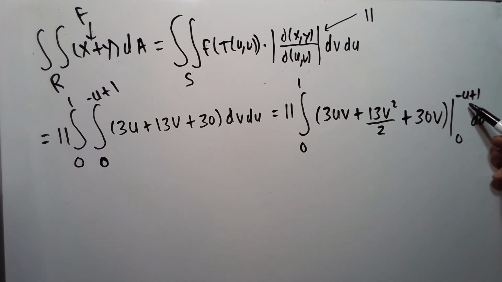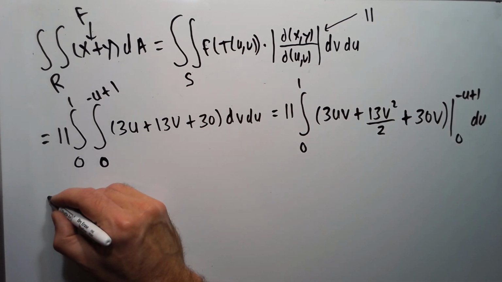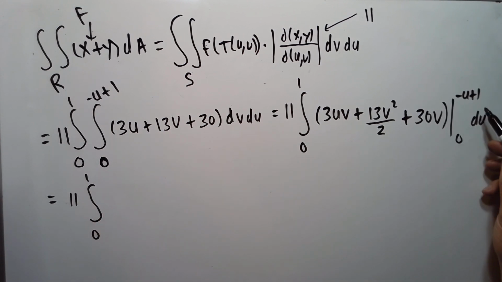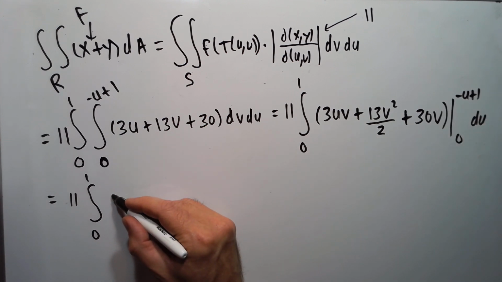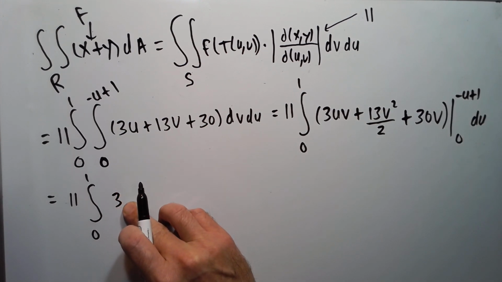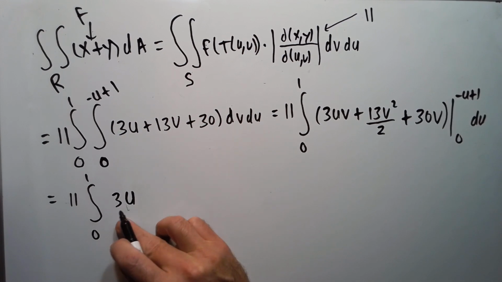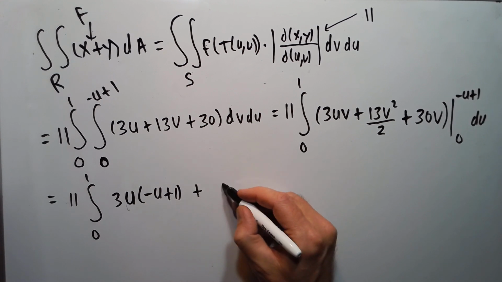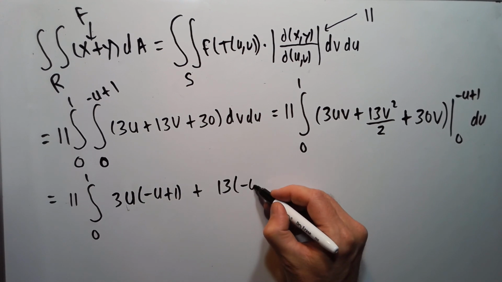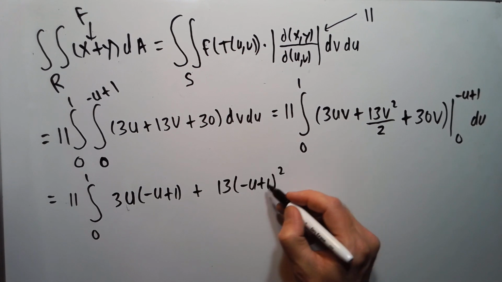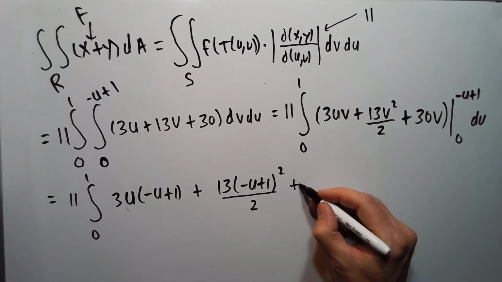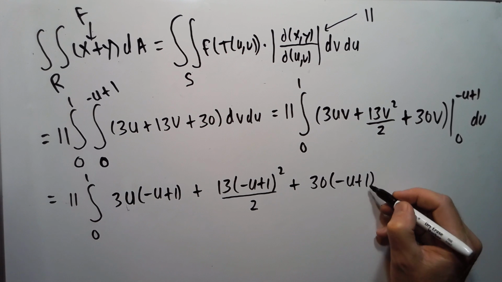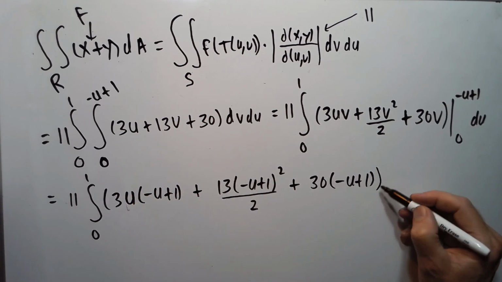So I'm going to put negative u plus 1 in place of v everywhere. So then we'll equal 11 in front, integral 0 to 1. So putting negative u plus 1 in place of v, it'll be 3u times negative u plus 1 plus 13 times negative u plus 1 squared over 2 plus 30 times negative u plus 1. That will be du.